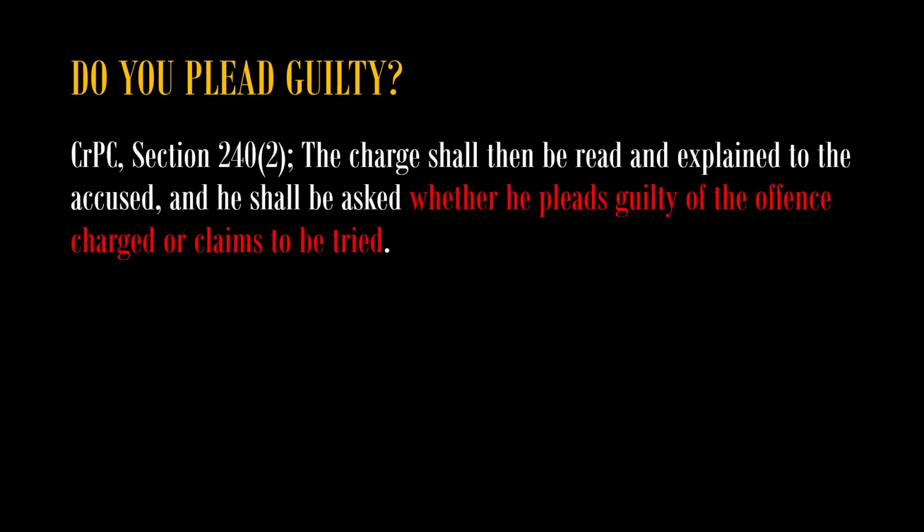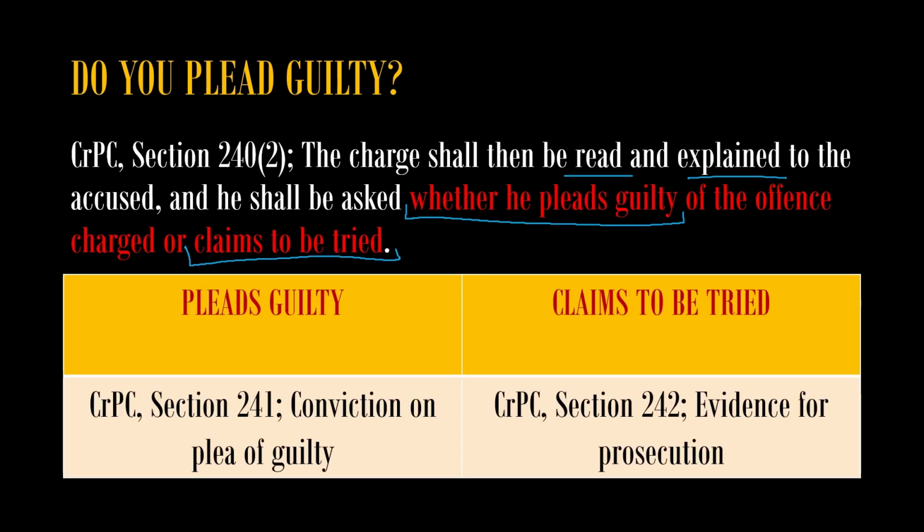After the charges have been framed, those charges would be read over and explained to the accused. Then the accused shall be asked whether he pleads guilty or he claims to be tried. Now, if the accused pleads guilty, he would be convicted under CRPC section 241. If the accused pleads not guilty, or he claims to be tried, or he does not plead, the stage for evidence for prosecution under CRPC section 242 would begin, and the prosecution side will examine their witnesses and the side of the accused shall cross-examine them.